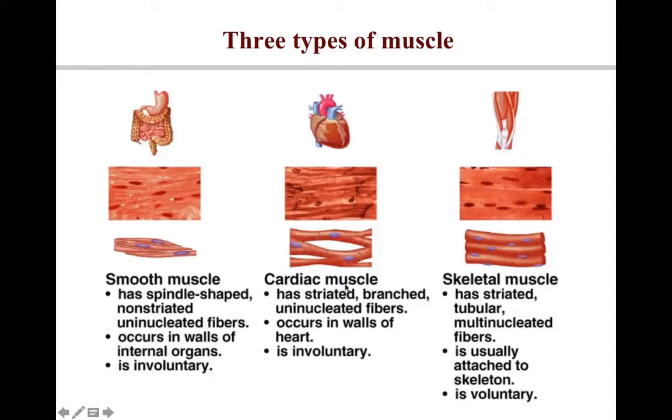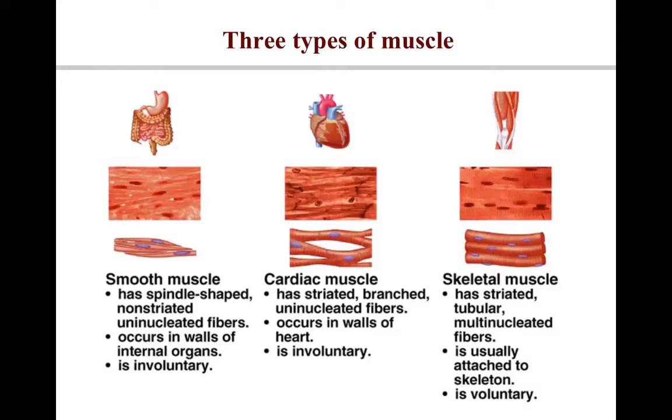The second is the cardiac muscle. The cardiac muscles cover the heart. They are, again, uninucleated. They are striated, that means there are striations you can see under the microscope. They are involuntary. So if you want your heart to stop beating right now, with the cardiac muscles you can't do it. It's not under your control.